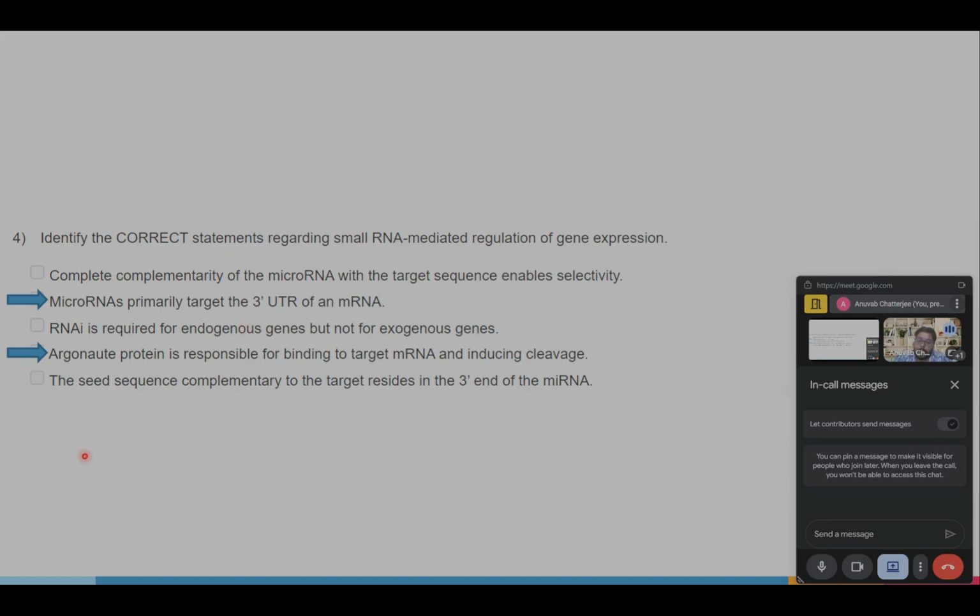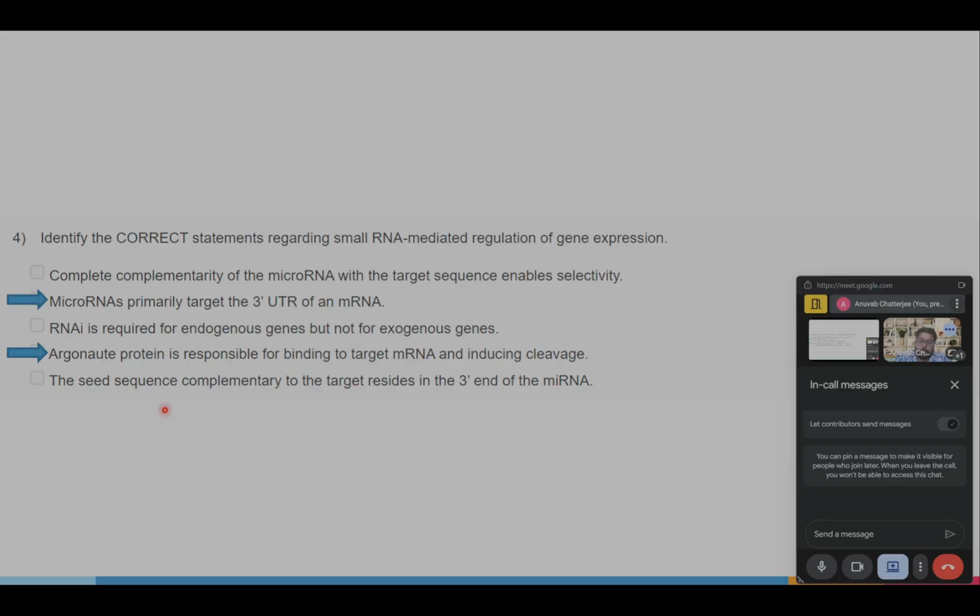This is regularly done in molecular biology, and we also do it a lot in our lab. And the other one is that the Argonaute protein is responsible for binding to the target mRNA and inducing cleavage. This is also true because RISC is a huge complex which has different proteins. Argonaute is the one that is responsible for binding to the microRNA and determining the complementarity between the microRNA segment and the mRNA. Since it is bound to the microRNA, it goes along the mRNA and checks if it is complementary, and if it is, then the entire RISC complex cleaves the mRNA and prevents any translation.